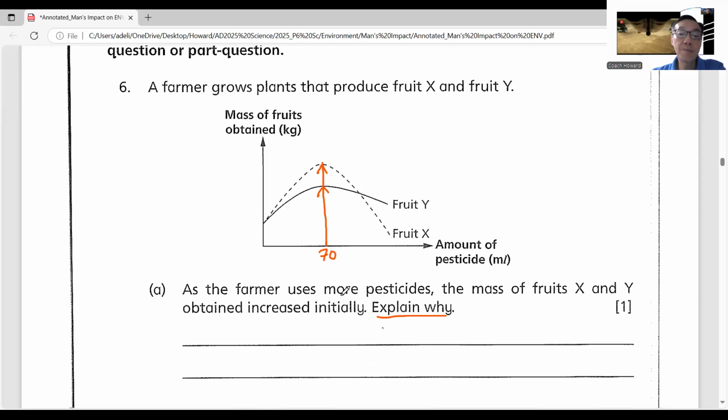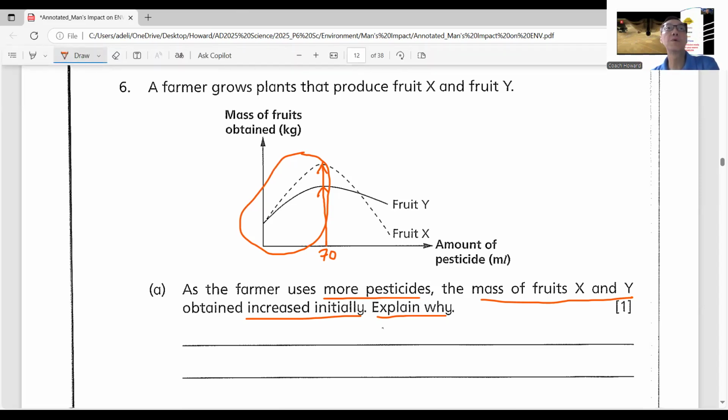Okay, when the farmer used more pesticide, mass of fruit X and Y increase initially. That means explain this portion. Okay, so pesticide kills pests, right? Because the pests attack the fruit. So now if you use a pesticide, the pesticide kills the pests, so allowing the fruit to develop better.